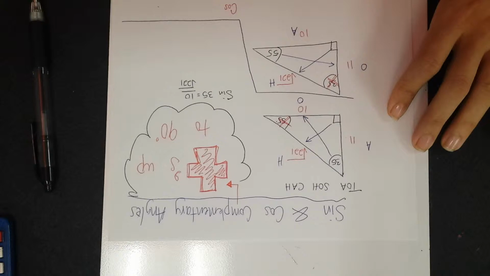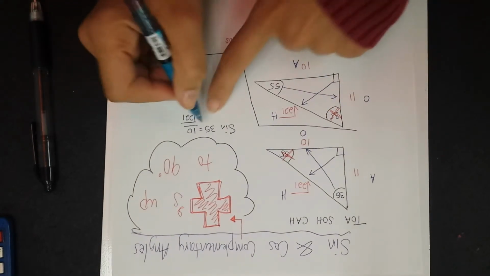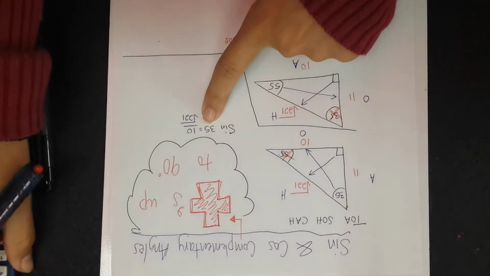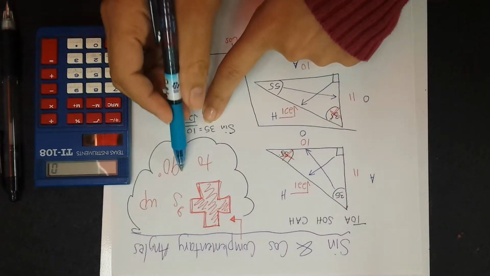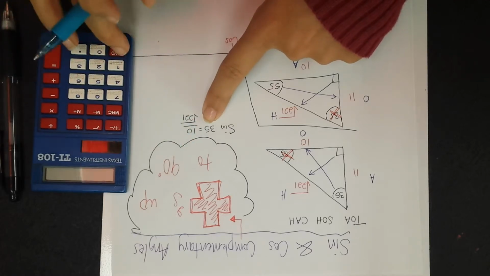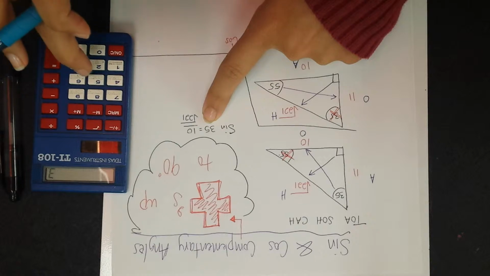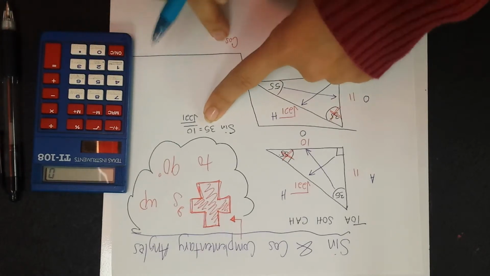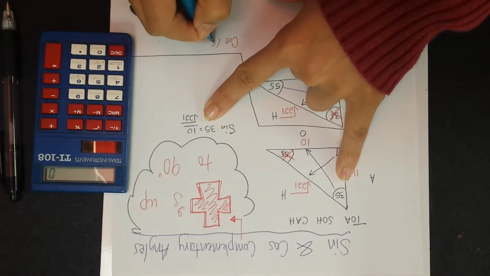So notice I'm writing on the bottom, so I'm going to be doing this one. What do I need for this to be 90? Because I'm saying sine and cosine are complementary when they add up to 90. So if this is 35, and I want to find out what is cosine of the balance to add up to that, so what is cosine of 90 minus 35?